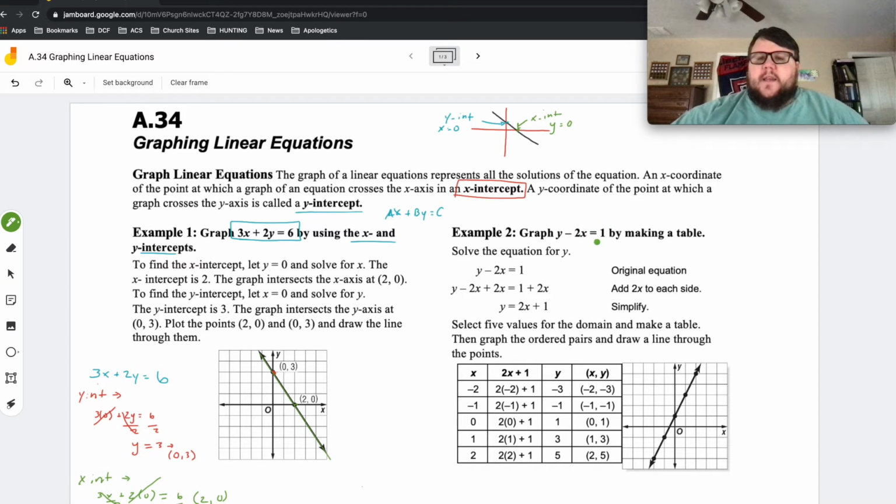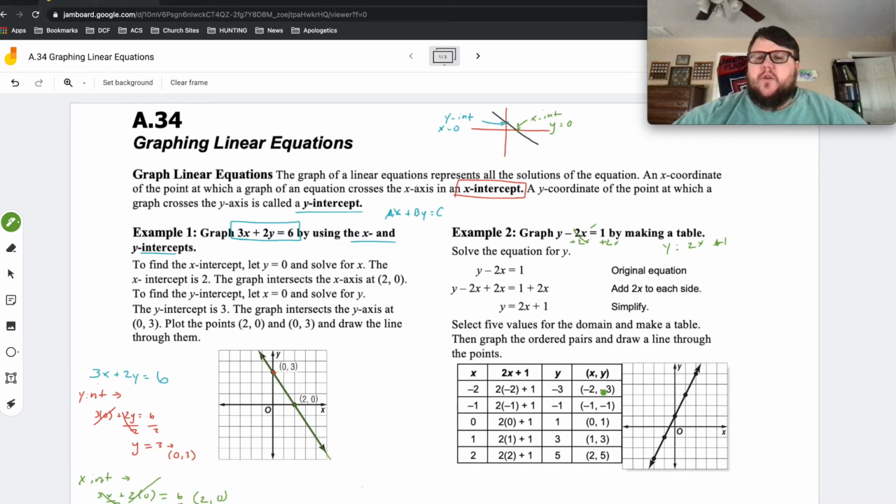The other way to do it is to make a table. So what they did was they solved y minus 2x equals 1 for y by adding 2x to both sides. The x's cancel out, so you get y equals 2x plus 1. And then they do an xy table. They're just going to throw out some random numbers for x: -2, -1, 0, 1, and 2. And then you plug those in for x and you get your y.